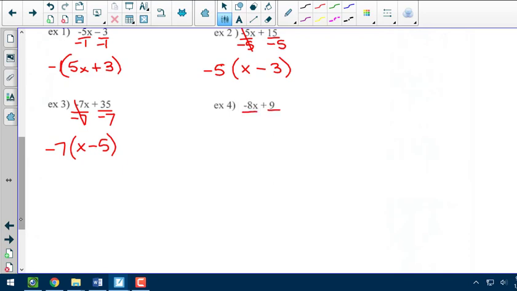And number 4, 8 and 9 are relatively prime, so their GCF is 1, but we've got to take out that negative, so negative 1. So negative 1 or negative x, or just, oh, not negative x, negative 1 or just a negative. Oh, I'll do negative 1 this time. And we get, ooh, x. Positive 9 divided by negative 1 is negative 9. Ooh, careful with those negatives.